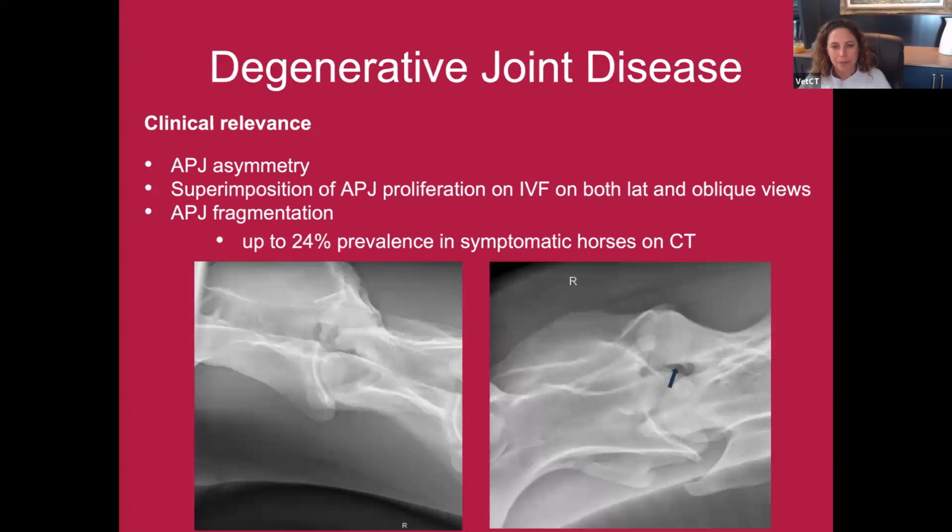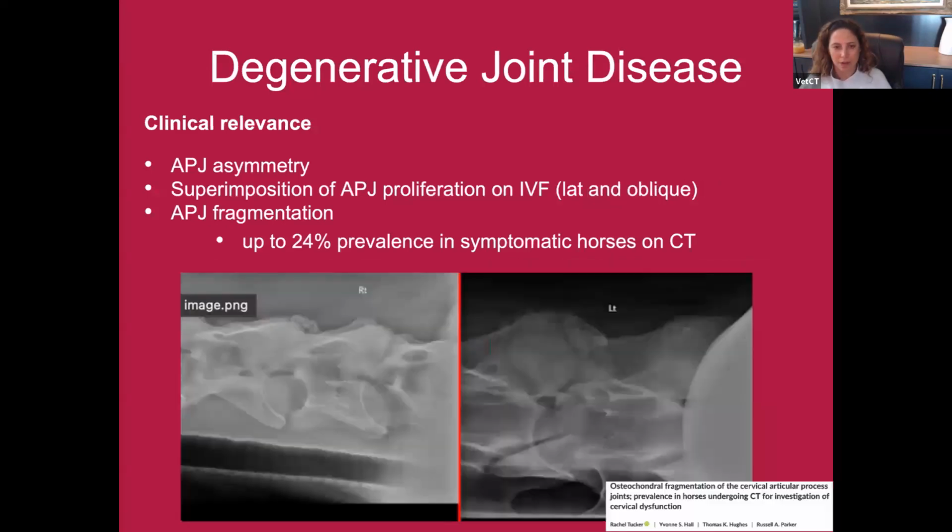And then finally, fragmentation. There's a nice paper that talks about the significance of articular process joint fragmentation. They found in symptomatic horses, up to 24% of them had fragments. So there may be some clinical relevance there.